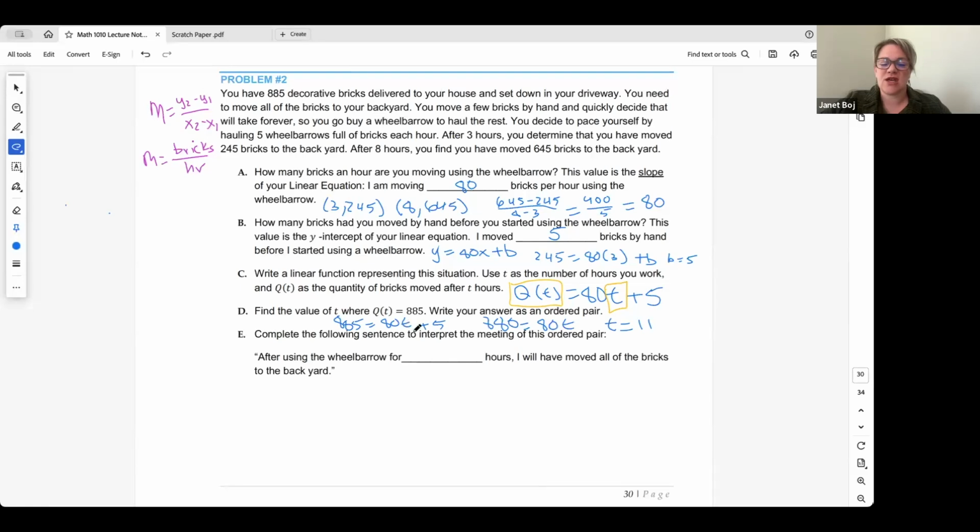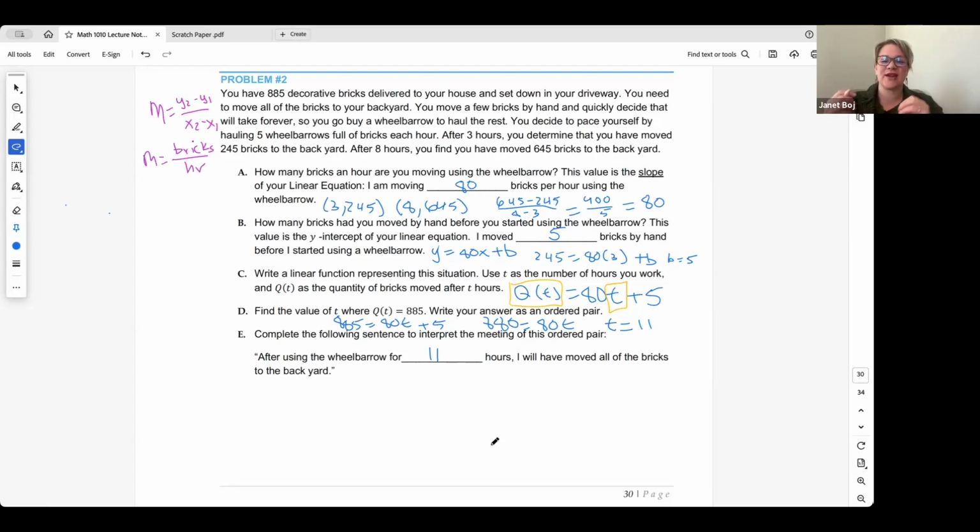Find the value of t. So once I've moved 885 bricks, which is all of them, how long will it take? We're talking about hours. So after using the wheelbarrow for 11 hours, I will have moved all the bricks to the backyard. I hope you're starting to see this template and this pattern.